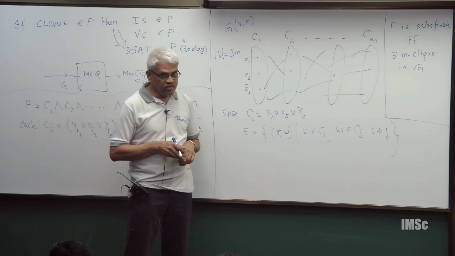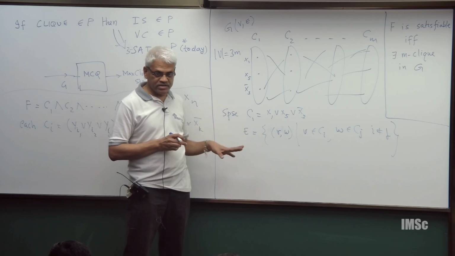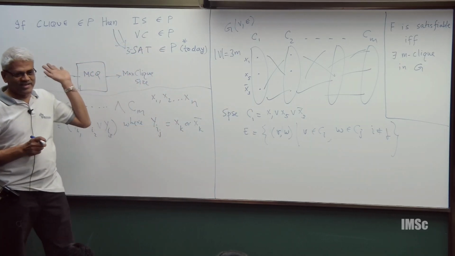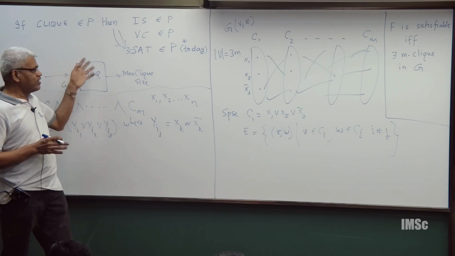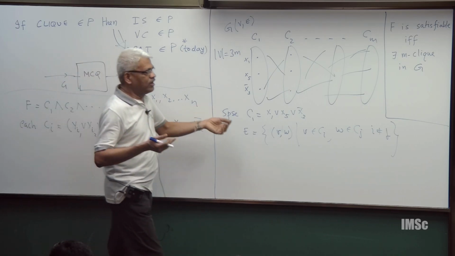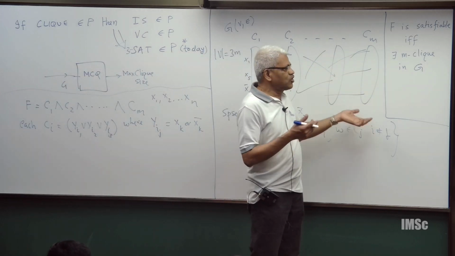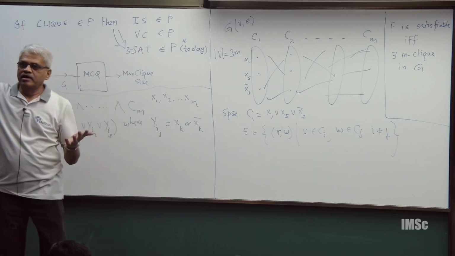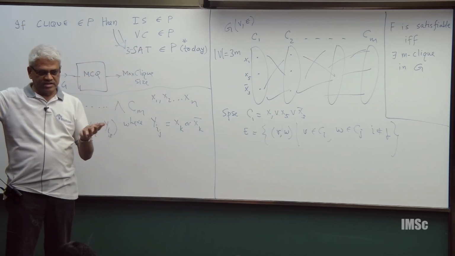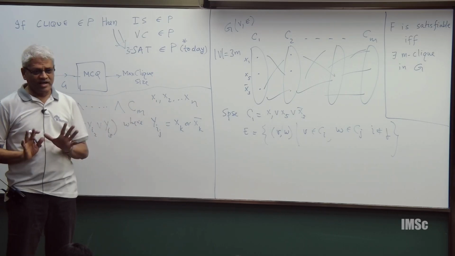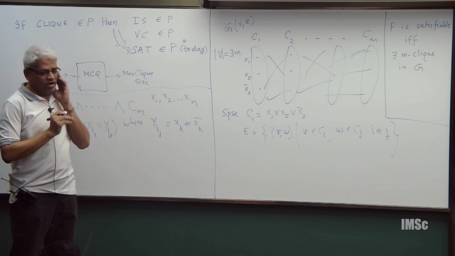We don't know. M click exists regardless of what the formula is, right? So, even if the formula is not satisfied, M click will exist. So this is not a nice enough graph for me to capture the formula instance, because whether or not f is satisfiable, this graph has an m click. Okay. So, it is not good enough, I am going to modify it.